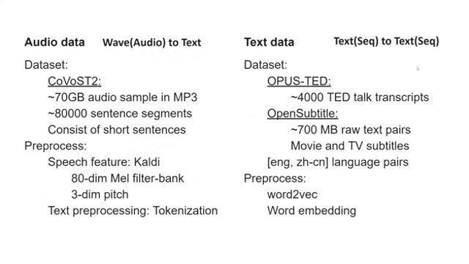Okay, let's talk about the data set. Since our system has two separate parts, the first one is speech recognition and the other one is language translation. So we have two different data sets for the two parts of our system. Judging by the numbers here, you can see we have Covo ST2 with 70 gigabytes of MP3 and also more than 700 megabytes of raw text data. So those already provide a massive volume of data.